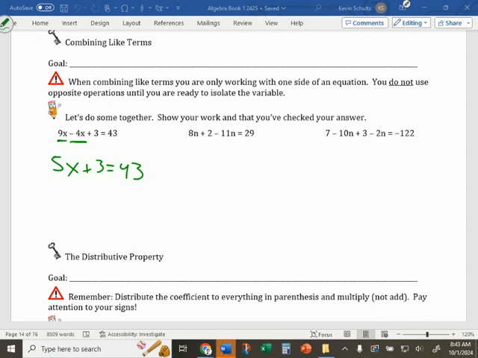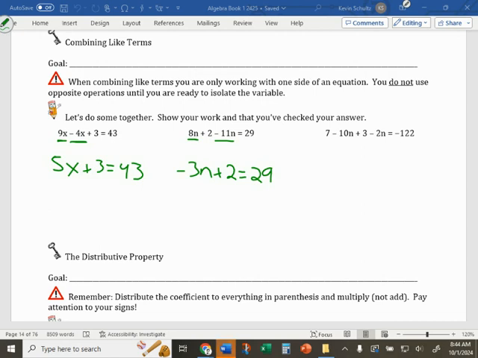Okay? Second one, what can we combine and what do we get? Peyton. You can do 8n minus 11n. Yes, 8n and negative 11n. Even though they're not right next to each other, because we can add or subtract things in any order, we can still combine them. Just don't forget, it's a negative 11. That subtraction sign belongs to the number. So 8n minus 11n is negative 3n, plus 2 equals 29. There's our two-step, and we can go from there.